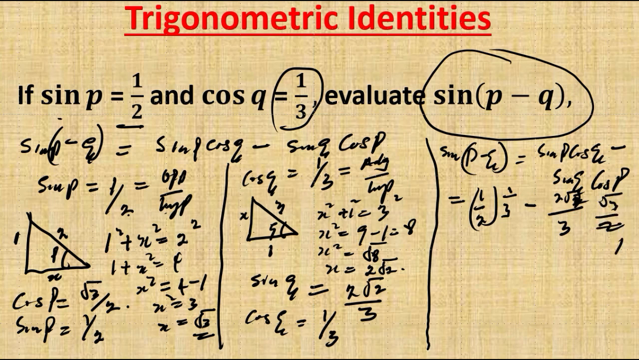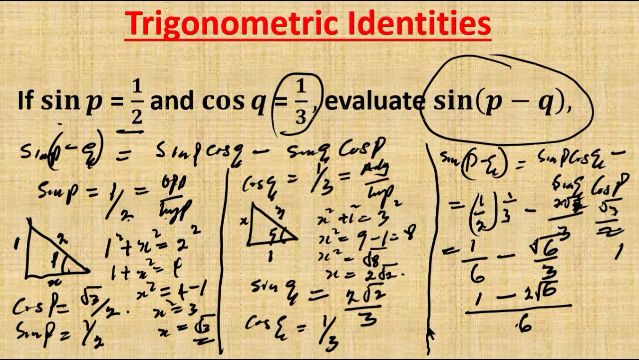So 2 here is 1, 2 here is 1. So I can easily simplify this to 1 over 6 minus, here I have root 2, here I have root 3. If I multiply both of them together, I'll have root 6 over 3. Now let's take an LCM. I'll take an LCM this way. This is 6. So 6 in 6, that is 1, times 1 here, that will be 1. 3 in 6, that is 2, times root 6, that is 2 root 6.